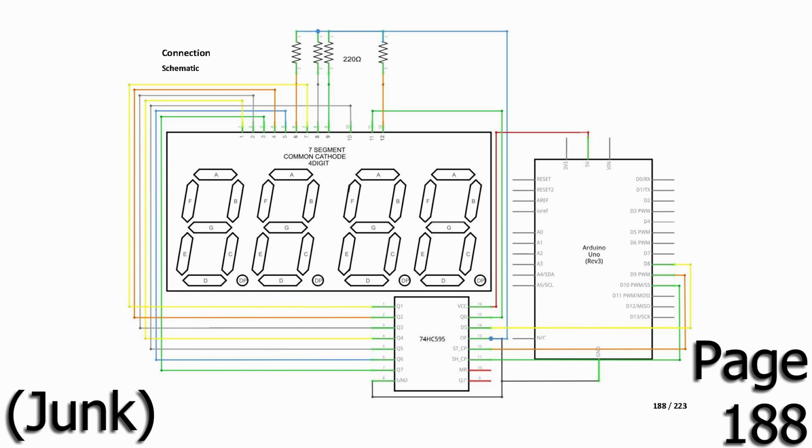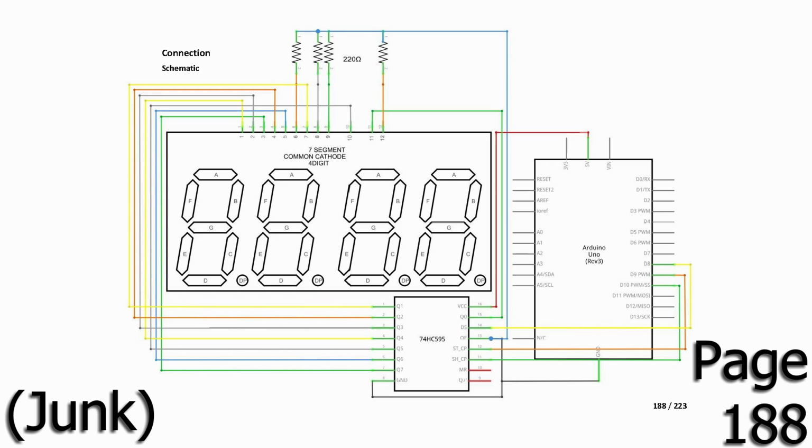On page 188, you'll see the following schematic. And yes, there are a few issues, but I'll bring those up later. The outputs of the shift register are directly connected to the 4-digit display. The DS, the latch clock, and register clock are connected to the Arduino pins 8, 9, and 10. And the 220 ohm resistors will be connected from each D1, D2, D3, and D4 to ground.